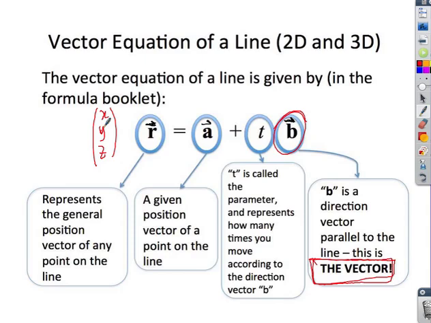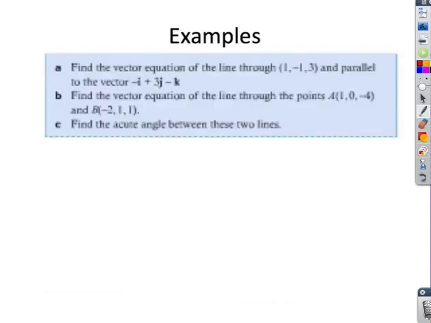Let's do a couple of questions with this. The first example here is to find the vector equation of a line through the point 1, -1, 3, and parallel to the vector -1, 3, -1. Sorry, the slide didn't come up very well. This is a negative i, plus 3j, minus k.